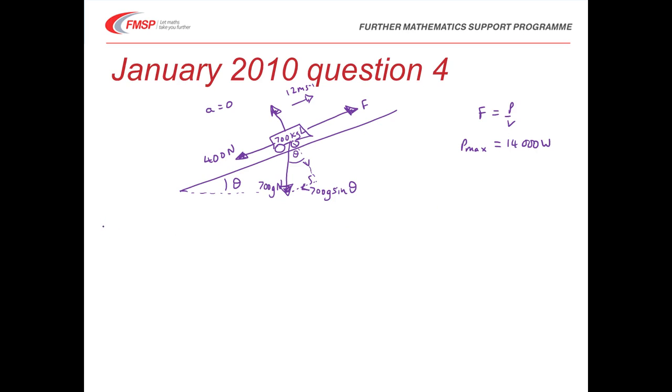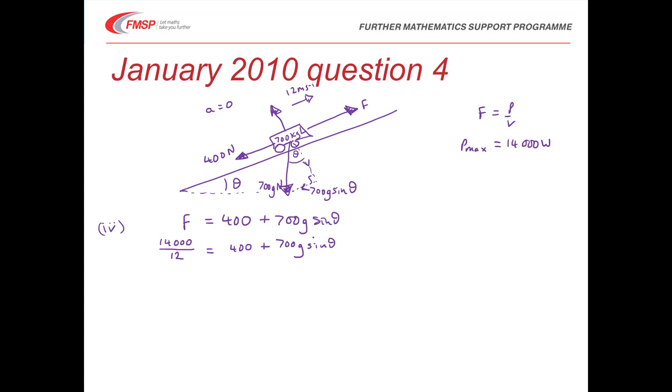Okay, so since the acceleration equals 0, the forces up the plane equal the forces down the plane. So F must equal the 400 resistance plus the 700g sine theta. And now I'm going to use the fact that F is P over V, and it's my maximum power divided by 12, which is the velocity, and that's equal to 400 plus 700g sine theta.